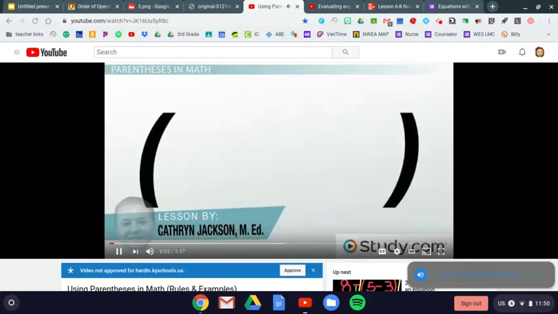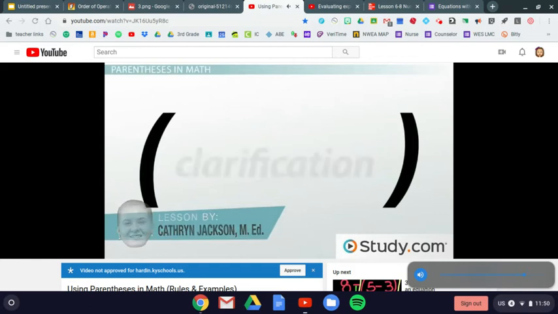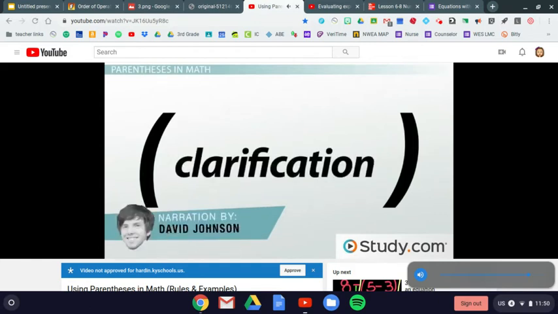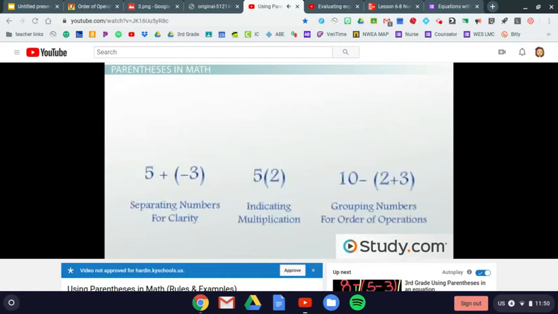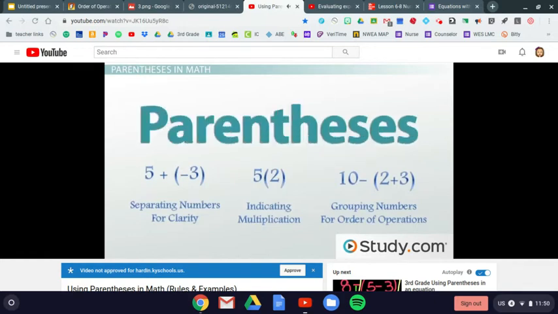In English, we use parentheses to indicate clarification for a concept. We add extra information using parentheses. The following rules will help you understand how parentheses are used in mathematics for different purposes. Parentheses are used in mathematics for three main purposes: to separate numbers for clarity, to indicate multiplication, and to group numbers together.